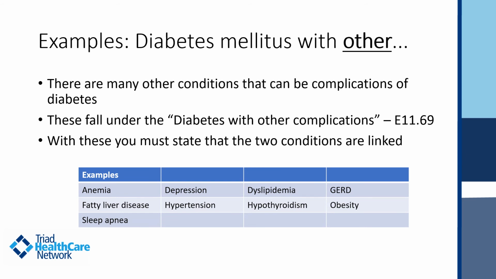As it turns out, there are many other conditions that can be complications of diabetes. These fall under the diabetes with other complications, or E11.69. And in this case, you have to actually state that the two conditions are linked. So if you had a patient with diabetes who, say, had dyslipidemia, which probably is most of them, then you could put into your assessment and plan E11.69, and then you would also need to put in the ICD-10 code for dyslipidemia or hyperlipidemia.